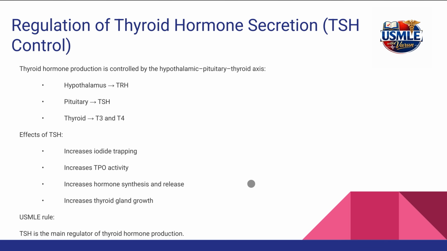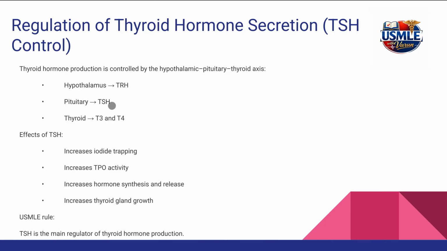Now let's learn about regulation by thyroid stimulating hormone, TSH. The hypothalamus releases TRH and the pituitary releases TSH, which leads to the release of T3 and T4 from the thyroid. TSH increases all the steps of synthesis and gland growth. The effects of TSH include increased iodide trapping, increased TPO activity, increased hormone synthesis and release, and increased thyroid gland growth. TSH is the main regulator of thyroid hormone production.